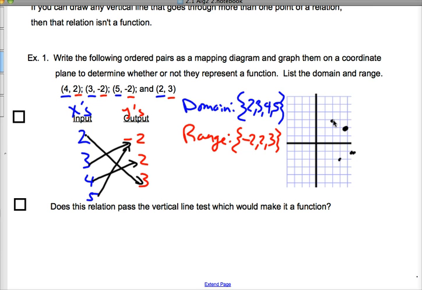Is this a function? Yes, it is a function. There aren't any of the same x going to different y's. I can't draw any vertical line that goes through more than one point. Here my line goes through point 2, 3, nothing else. Here my line goes through the point 3, -2, nothing else. 4, 2, nothing else. And then finally the 5.